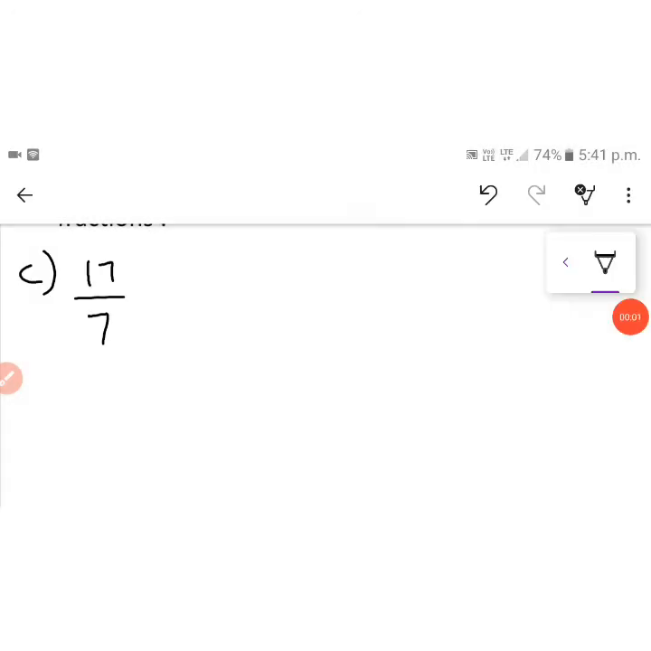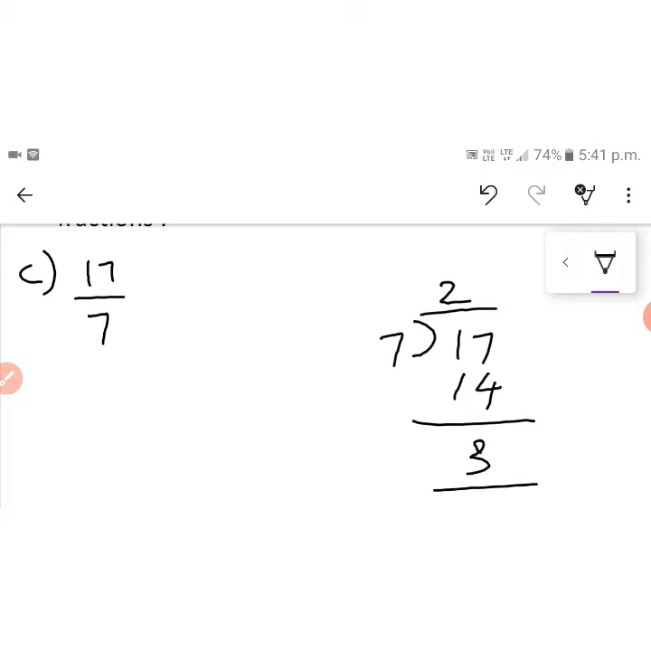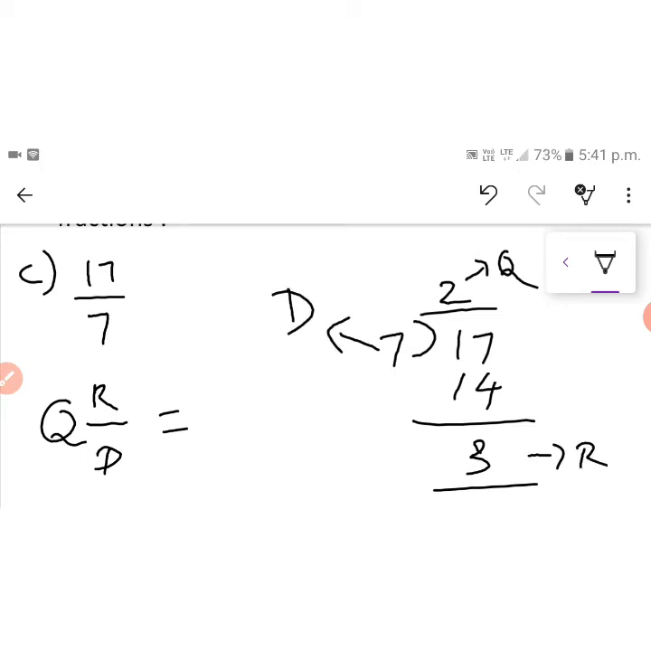C part: 17 by 7. 7 into 2 is 14. 17 minus 14 is 3. Quotient, remainder by divisor. This one is the quotient, this is the remainder, and this is the divisor. So 2, 3 by 7.